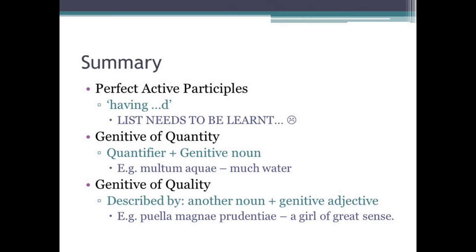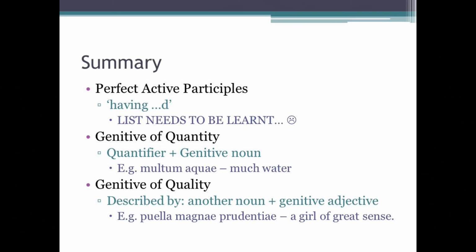So we've now covered stage 22 of the CLC. So let's summarise. Perfect active participles are adjectives and agree in number, case and gender with their nouns. They look like PPPs, but they're translated by the word having instead of having been. And unfortunately, the only way to distinguish between a PPP and a PAP is to simply learn the list of PAPs separately. Sorry about that.